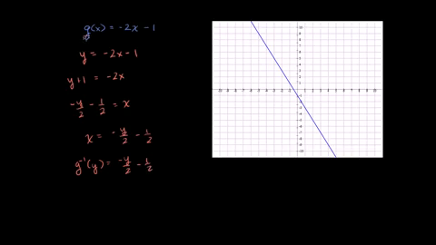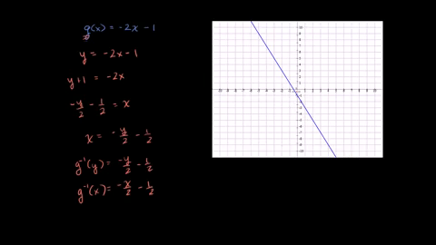g inverse of y is equal to negative y over 2 minus 1/2. We started with the g of x, not an f of x. Make sure we get our notation right. Or we could just rename the y and say g inverse of x is equal to negative x over 2 minus 1/2. Now let's graph it. Its y-intercept is negative 1/2, so it's right over there. And it has a slope of negative 1/2.